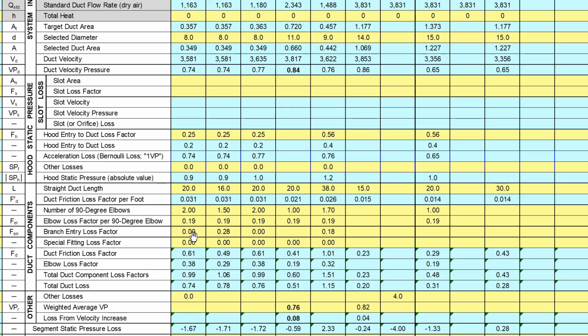In this case, we have a branch entry that's 45 degree, and a branch entry at 45 degrees gives us a loss factor of 0.28. So our total duct component loss factors is our 0.28 for our branch, 0.49 for our duct, 0.29 for our 90 and 45 degree elbow. That's 1.06. 1.06 times our duct velocity pressure is 0.78 inches of water gauge. That added to our hood loss of 0.9 gives us a segment loss here of minus 1.71 inches of water gauge.